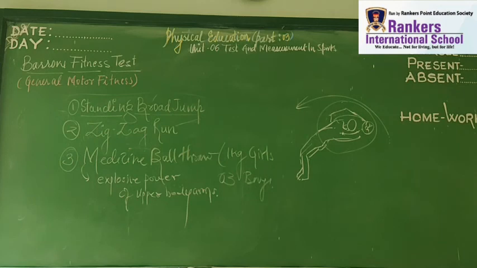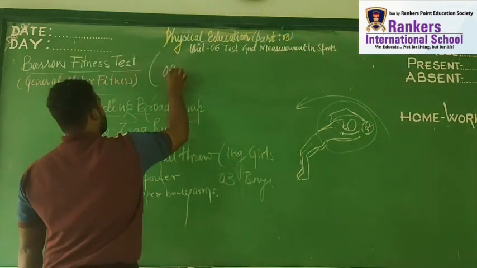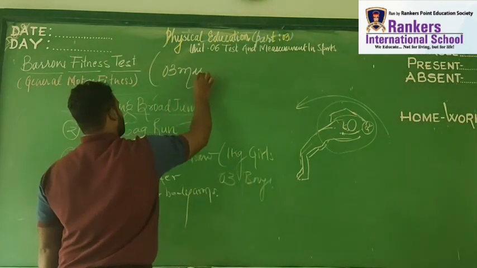The last thing is the medicine ball throw: 1 kg for girls, 3 kg for boys. The medicine ball throw measures the explosive power of the arms. So students, I hope you understand this topic very well. This is the most important topic for 3 marks, okay? A 3 marks question.